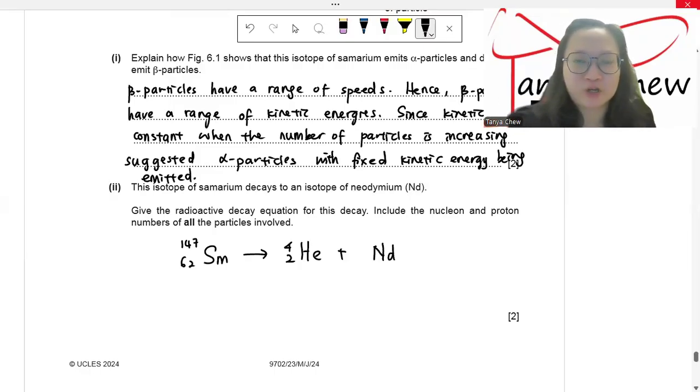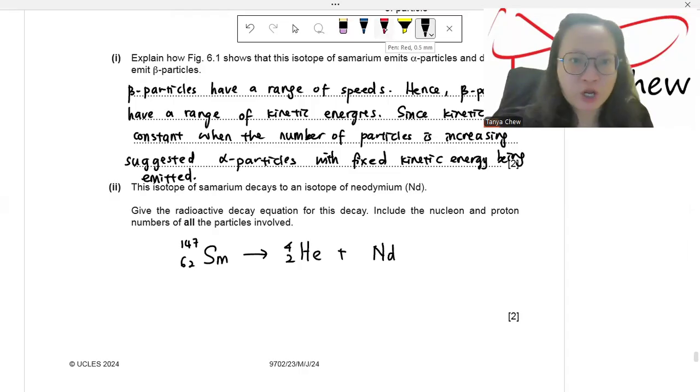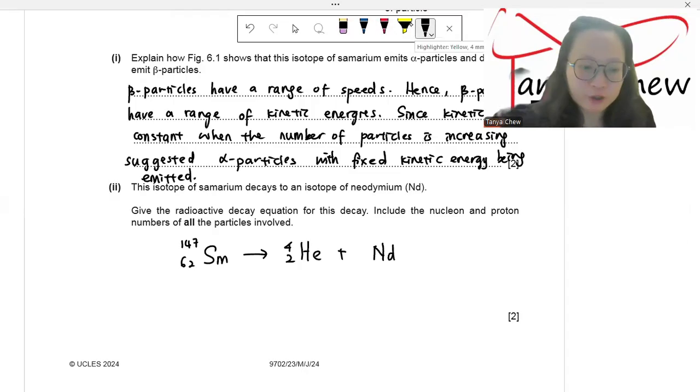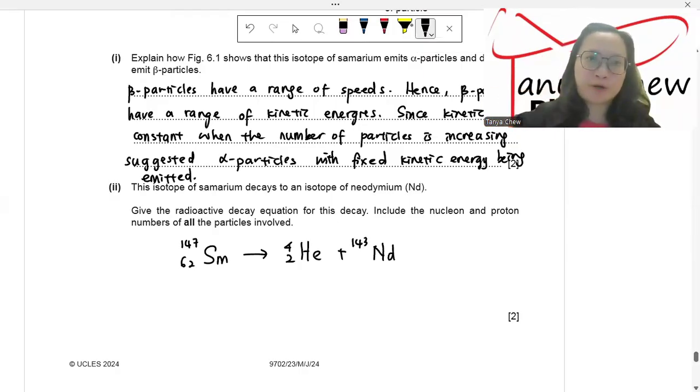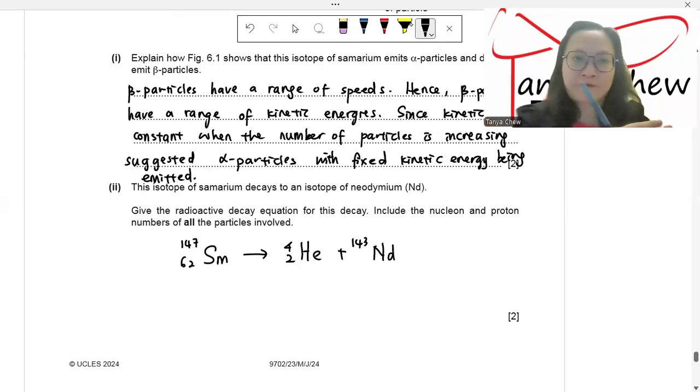So how do I get the nucleon number of neodymium? You take 147 minus 4. So you should get 143, because nucleon numbers on the left-hand side must be balanced with the nucleon numbers on the right-hand side. So 143 plus 4 is equal to 147. What about the proton number? Proton number on the left-hand side must be balanced by the proton number on the right-hand side. 2 plus 60 is equal to 62.